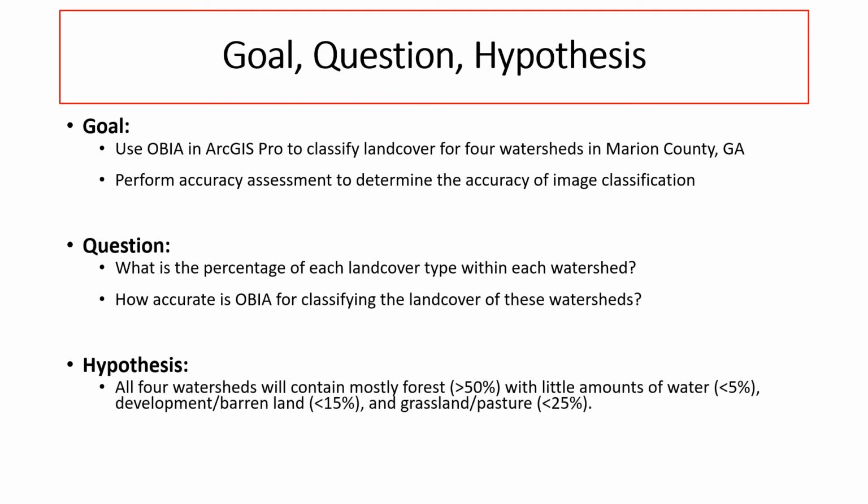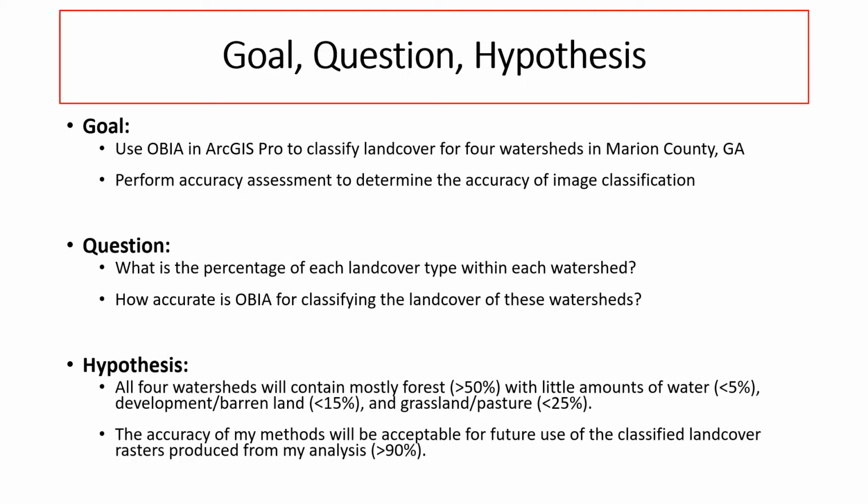I hypothesized that all 4 watersheds would contain mostly forest, or more than 50% of the watersheds would be characterized by forest, with lesser amounts of water, development, and barren land, and grassland and pasture. I also hypothesized that the accuracy of my methods would be acceptable so that I could use these classified land cover rasters at the end of my analysis in the future. I specifically hypothesized that I would produce accuracy greater than 90%, which is a pretty steep goal.